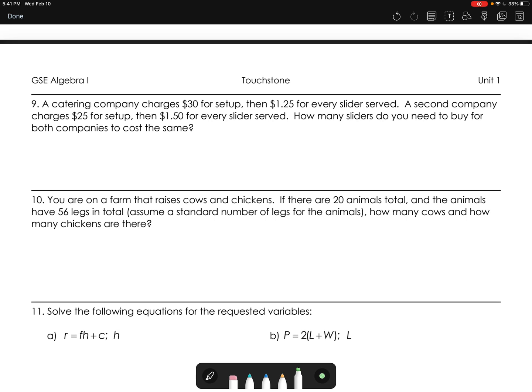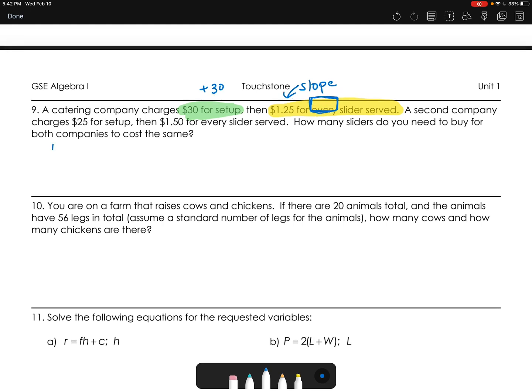Okay, a few more word problems here. A catering company charges $30 for setup and then $1.25 for every slider served. Okay, I want to go ahead and first set up an equation for this catering company. Remember what I said in the previous word problem about whenever you see every, this is going to be my slope. This is my rate of change. And this $30 for setup, that's how much it costs no matter what. And so this equation would be y equals 1.25x plus 30. Okay? That's the first company.